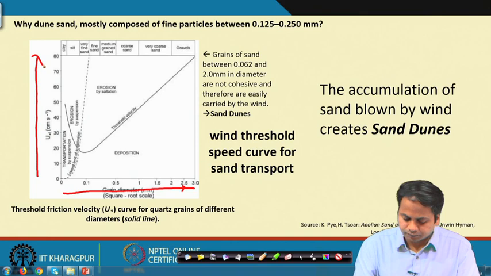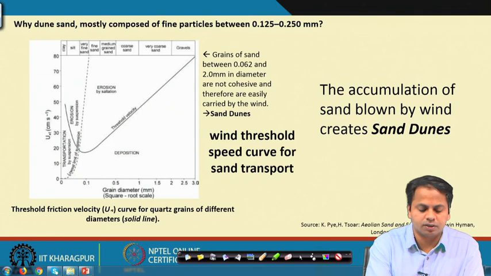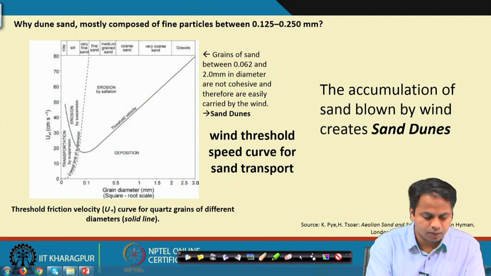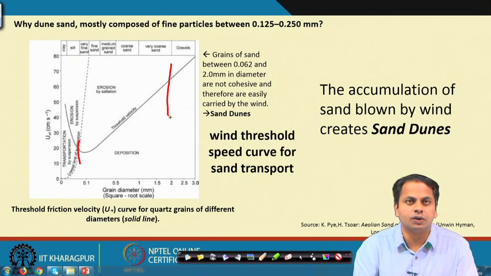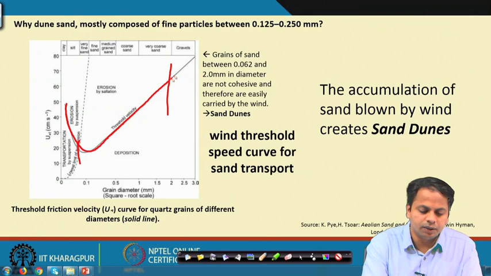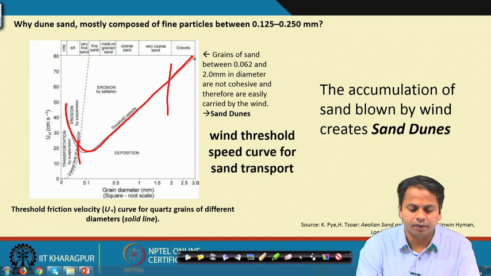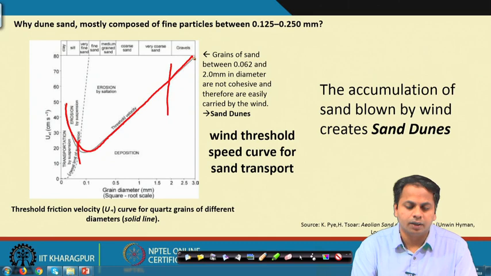We can see here that if the size of the grain is in the range of 0.062 to around 2 mm diameter, most of the wind erosion is done by the saltation process. This is the threshold velocity, the frictional threshold velocity, above which detachment or initiation starts. Grains of sand between 0.062 and 2 mm in diameter are not very cohesive and can be easily carried by the winds, and they are responsible for forming sand dunes.